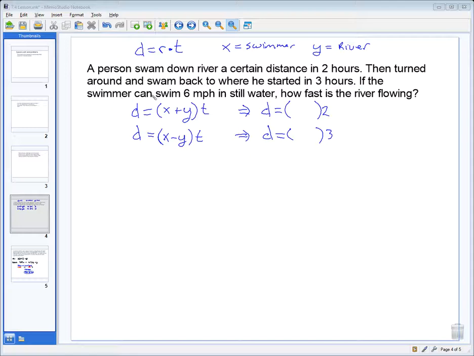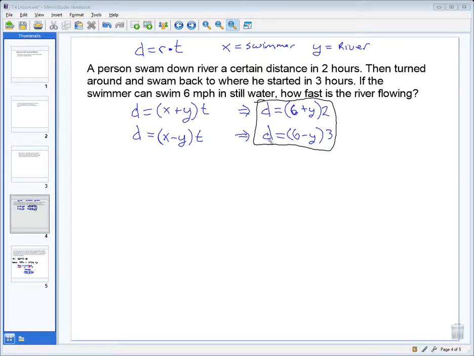Now, the swimmer can swim 6 miles per hour, so that is how fast the swimmer is going, which we said was the x value. So I put a 6 in for this one and a 6 in for this one. How fast is the river flowing? That's the variable that I don't know. So on the top one I have plus y, and on the bottom one I have minus y. Now I have two equations, and I can use those two equations to solve.